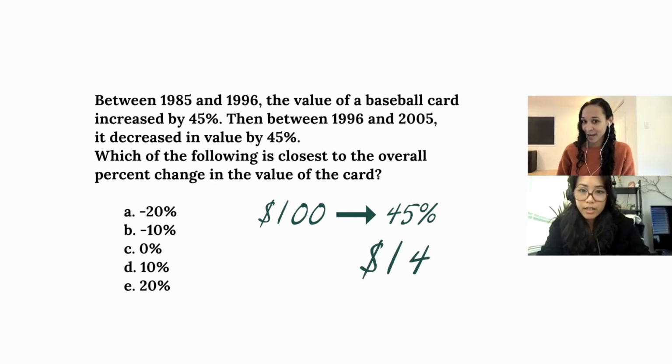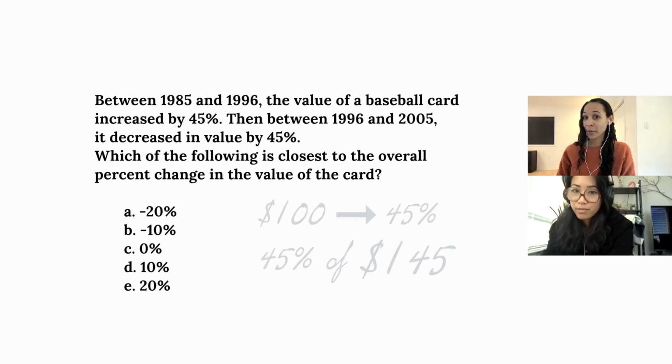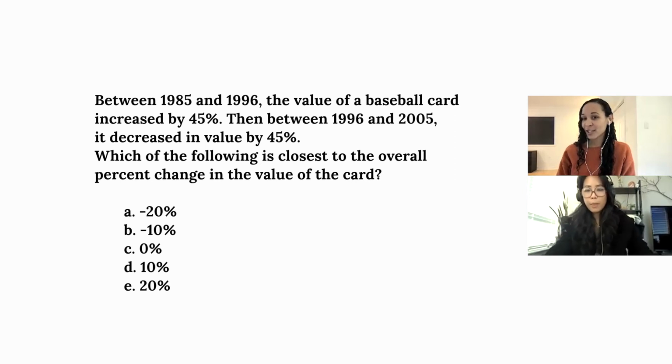145, right? Right. Now, here's the important question. Are we decreasing by 45% of 100 or 45% of 145? It's the second one, isn't it? Yes, you got it. So what would be 45% of 145? And you can use your calculator here. Looks like it's 65.25. Okay, so since the question says closest to, how about we just call that 65? Okay, that's fine by me. Okay, so then what's 145 minus 65?